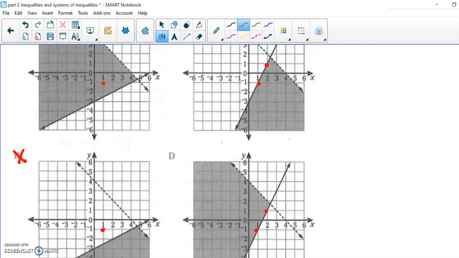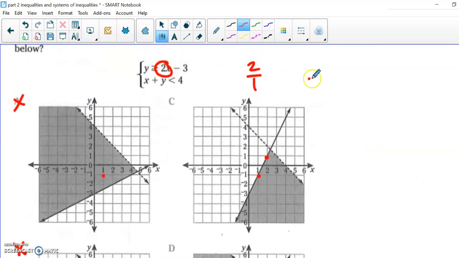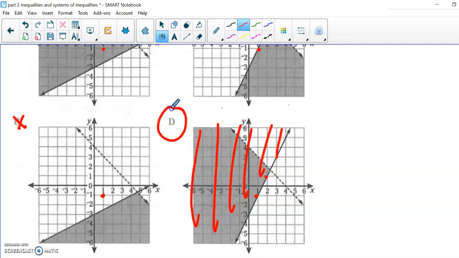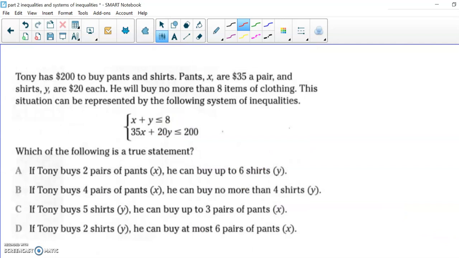So let's see if we have another clue we can look at. Then it says it's greater than, so we need greater than means above the line. Do you see how C is not shaded above the line? It's shaded below the line, so that's a problem. And so we go back to my line again, and it's shaded above the line, so I know D is my solution. I didn't even have to look at my second inequality.